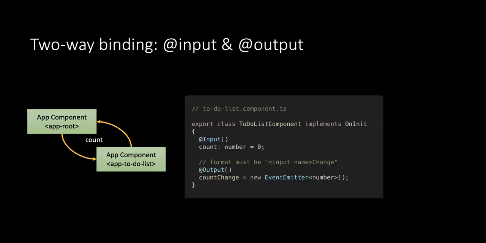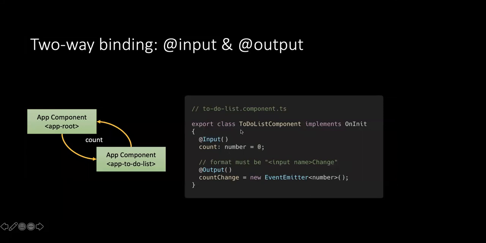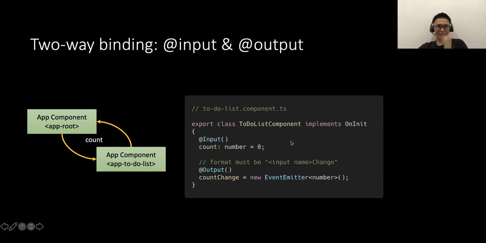Okay. Two-way. Two-way will be slightly different. You have one single property, then you pass it into the child component, and at the same time it will return you the value as well. So it's two-way binding. Okay, how can we do that?